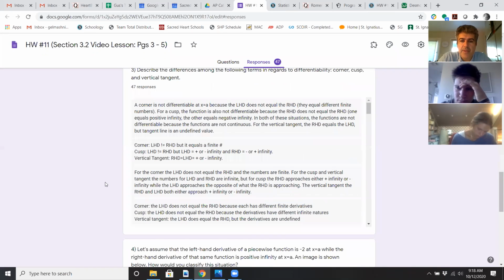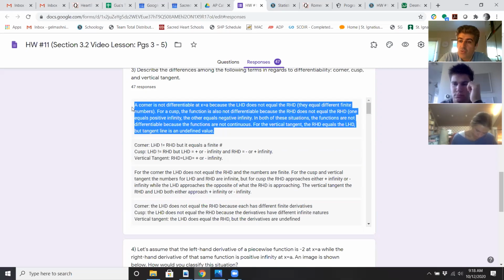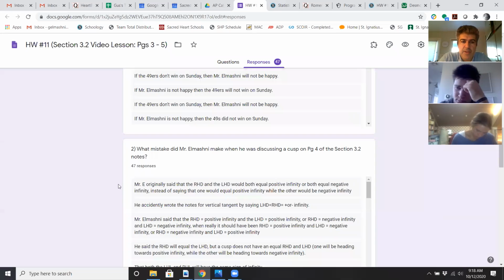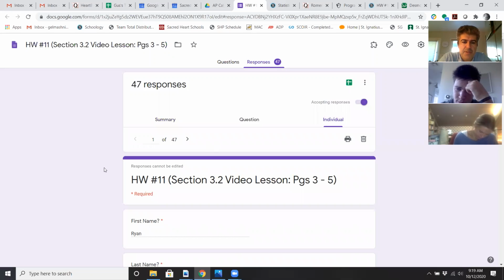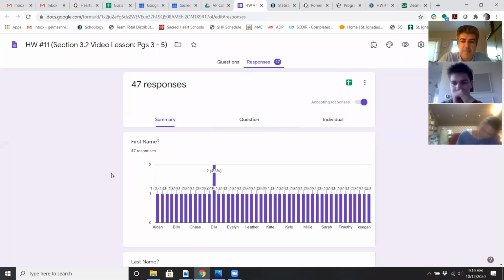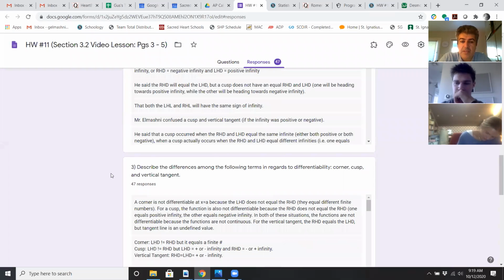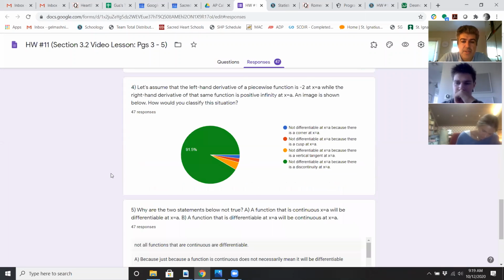Describe differences among the following. Yeah, so I just want to see what you guys are saying here. I just described that in the last 2 minutes, right? Yeah, equal finite numbers. This is a good one. It's not differentiable. Does not equal positive infinity, negative infinity. Good. Vertical tangent, but undefined values. This is a great description there. So very good work. Whoever that was, give kudos to that person. It probably was Ryan. You look like you're the first one to submit. So I'll have to look in a little more detail, but that's a really good explanation.